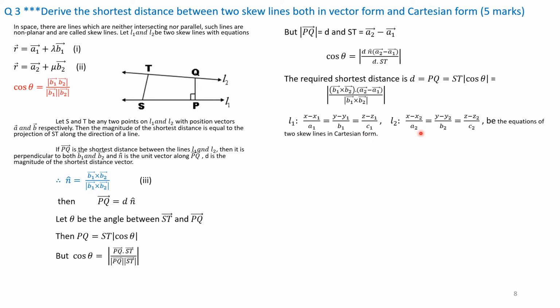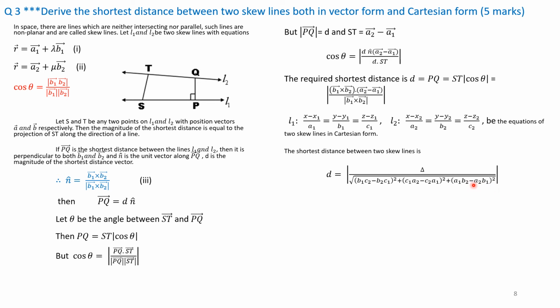So L1 and L2 we have written in Cartesian form. Therefore, the shortest distance between the two skew lines is given by D is equal to mod of delta divided by the square root of (B1 C2 minus B2 C1) whole square plus (C1 A2 minus C2 A1) whole square plus (A1 B2 minus A2 B1) whole square.